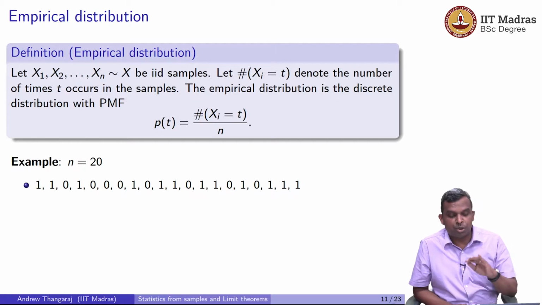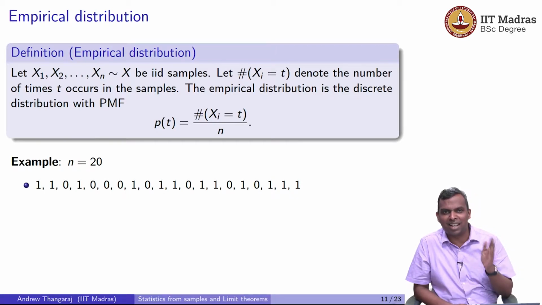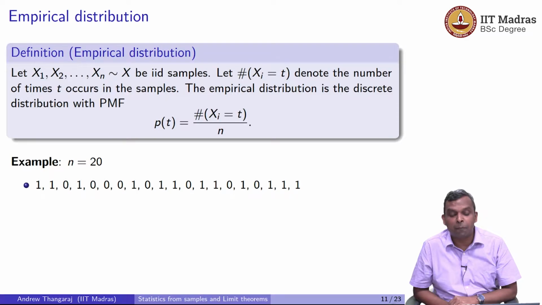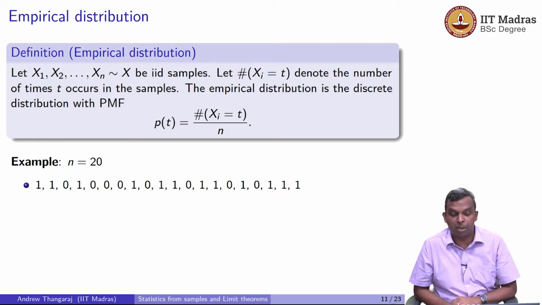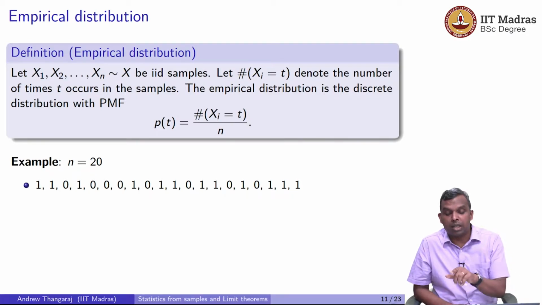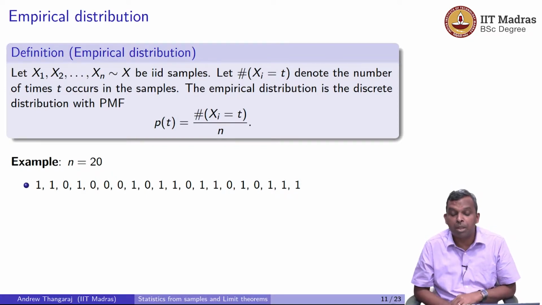So the empirical distribution has this definition. You have a set of IID samples. You will see this will be a recurring theme in what we do from now on. Every time we'll start with IID samples. So you have IID samples x1 to xn, distributed with the common distribution of a random variable X. Here is a notation: this hash is usually a number, the number of xi that are equal to t. So this is a count you can make.